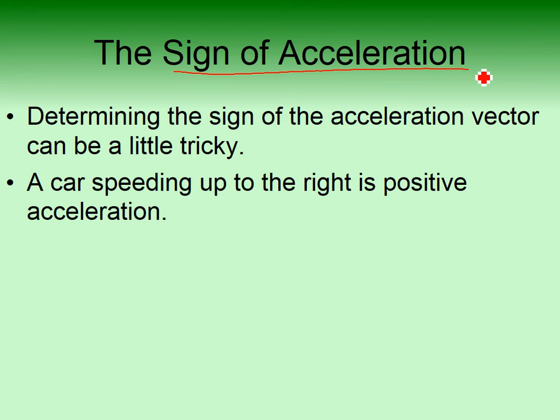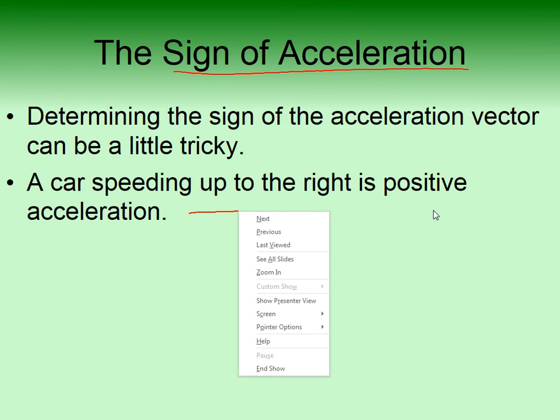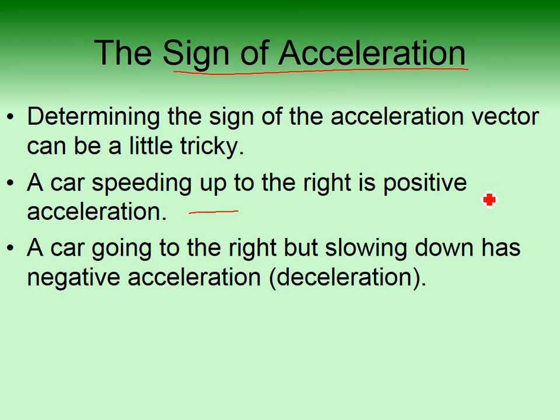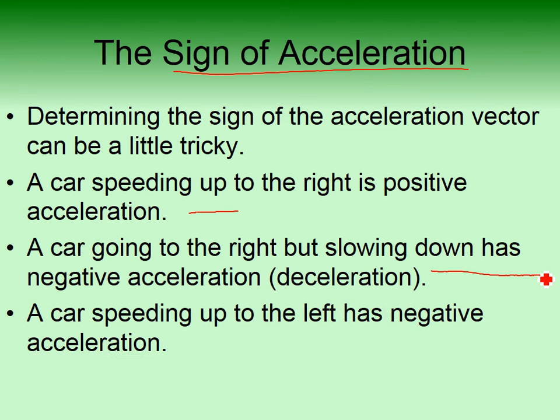So if this was the motion of the car, it's going slow and then it speeds up to the right. That's positive acceleration because it's going to the right and it's speeding up. But a car going to the right but slowing down has negative acceleration or deceleration. So it's going fast and then it slows down for something. That's negative acceleration or deceleration. You'd have to press on the brake to do that.